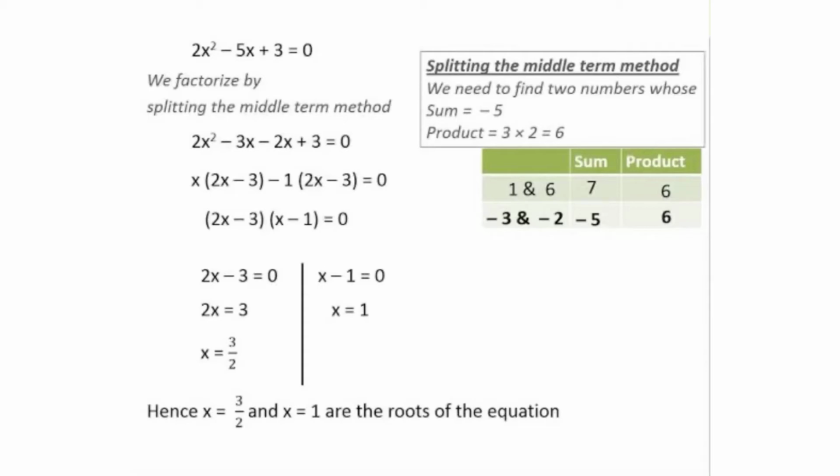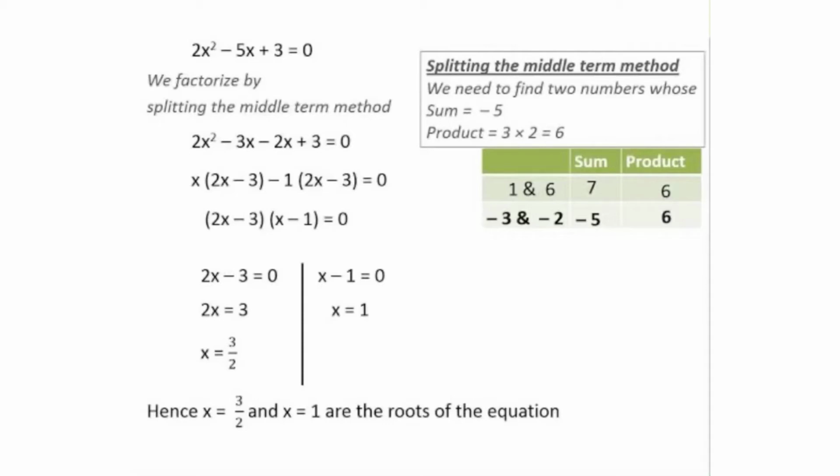So here you can see that if 1 and 6 are taken, then the sum is 7 and the product is 6. So we can't take it. If minus 3 and minus 2 we take, the product is 6 and the sum is minus 5. So our two numbers are minus 3 and minus 2. So let us factorize it. 2x square minus 3x minus 2x plus 3 is equal to 0. Instead of minus 5x, we have split it into minus 3x and minus 2x.